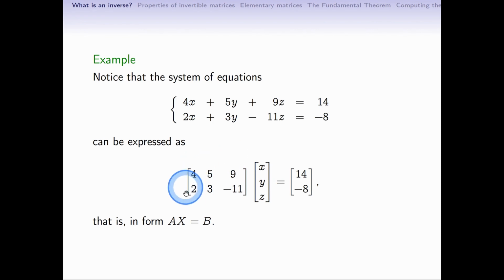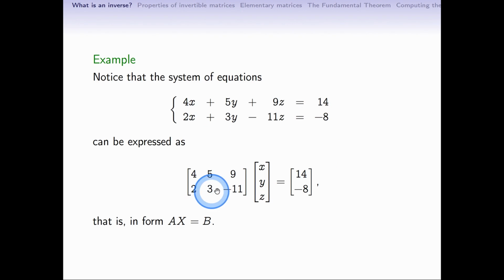We know that when we form this matrix product, that's going to give us a matrix with 2 rows and 1 column. And how am I going to get those 2 entries? I'm going to take the dot product of this first row against this column. And then I'm going to take the dot product of this row against this column. Let's see what we get. When I form this first dot product, I'm going to get 4x plus 5y plus 9z, and that's going to have to equal 14. And that's exactly what this first equation says.